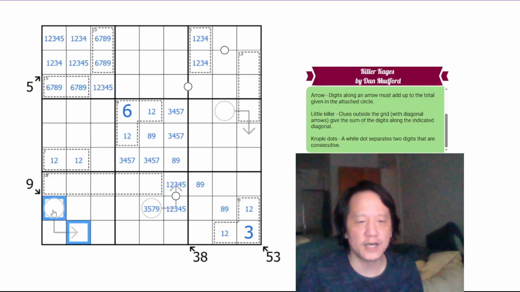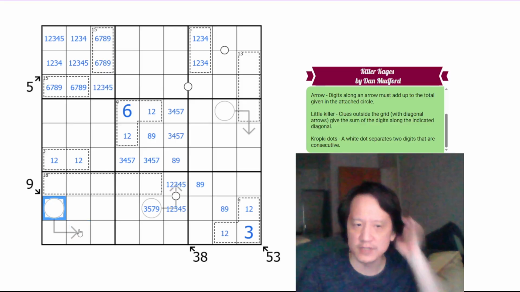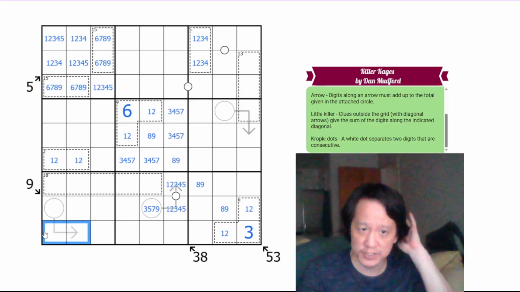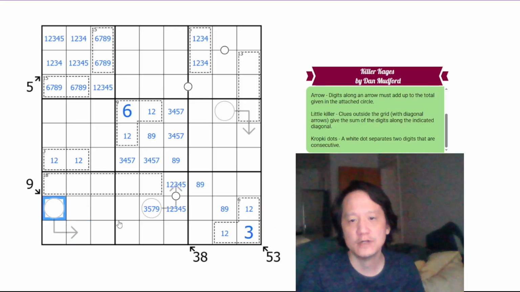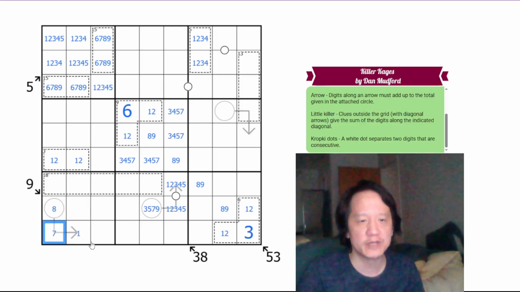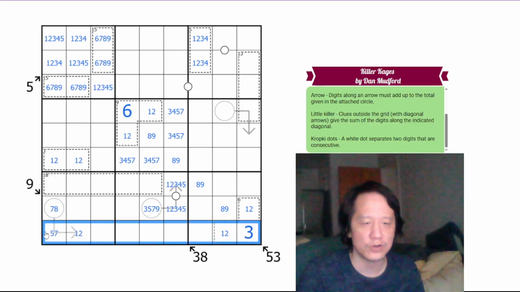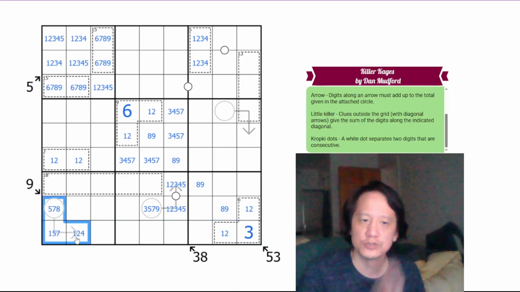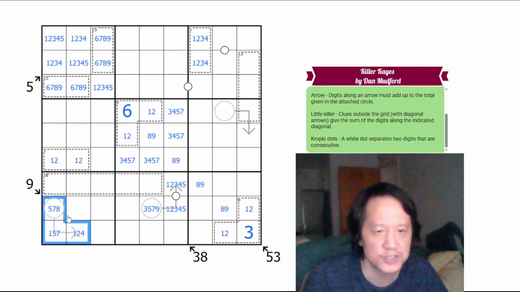These two digits add up to 9. So it could be 1, 8, but this obviously is larger than this digit because these two digits add up to that one. So that would be 8 and 1, which would make that 7. It could be 7, 2, which would make this 5. It cannot be 6, 3 because of the 3 in the row. It could be 5, 4, which would make that 1. So those are all the possibilities for this arrow here.